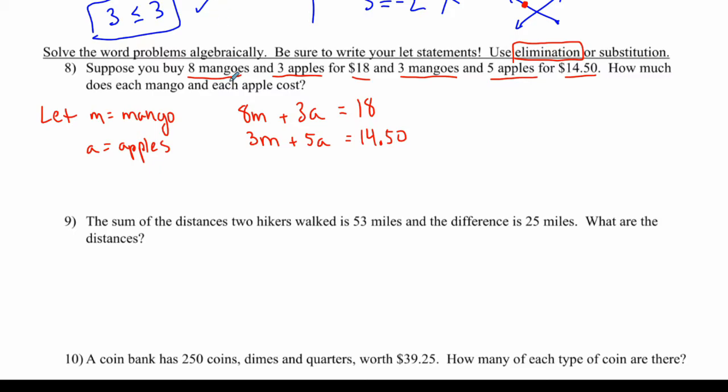So what I'm going to do is I'm going to multiply. Let's get rid of the a's. Okay. So if I did 3 times 5, I would get 15. So I want to change both of these coefficients to 15, except one of them is negative. Let's make the bottom one negative. To do that, I'll multiply the top by 5 and the bottom by negative 3.